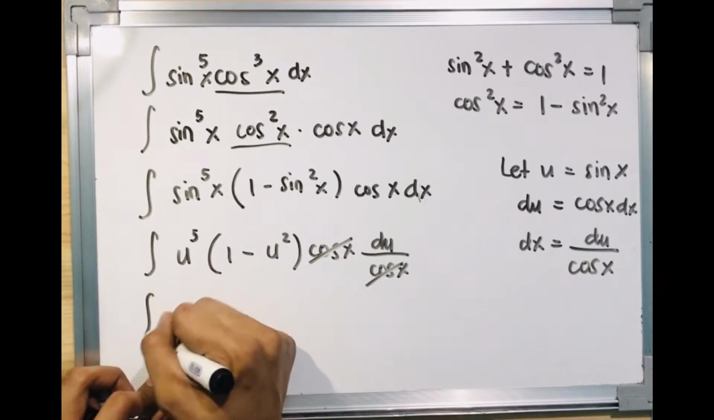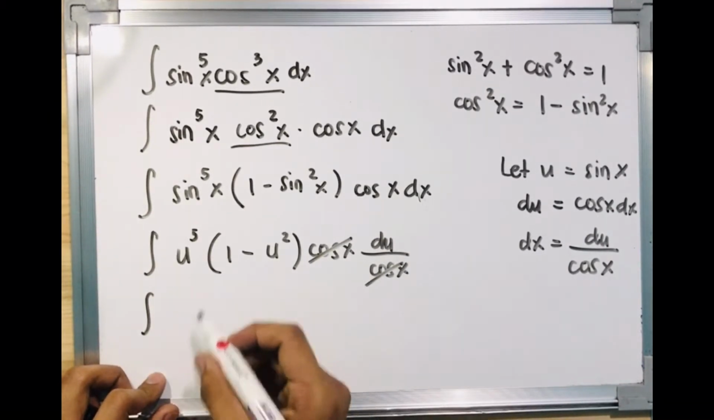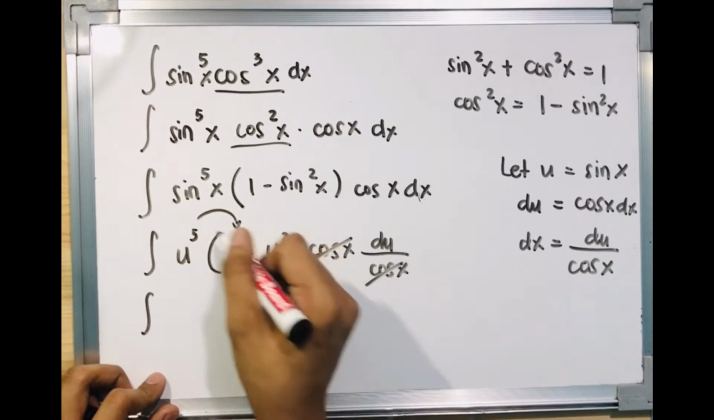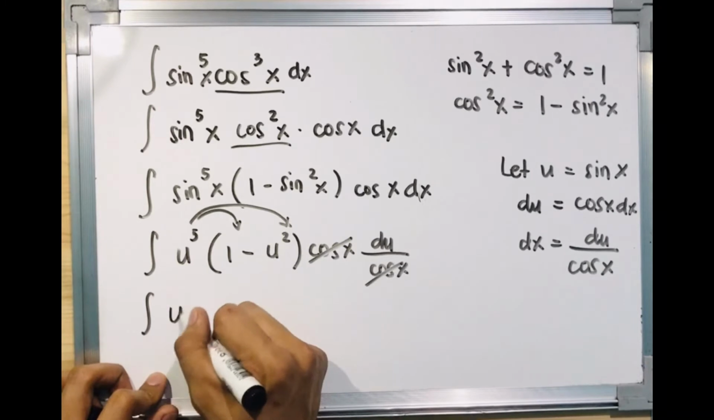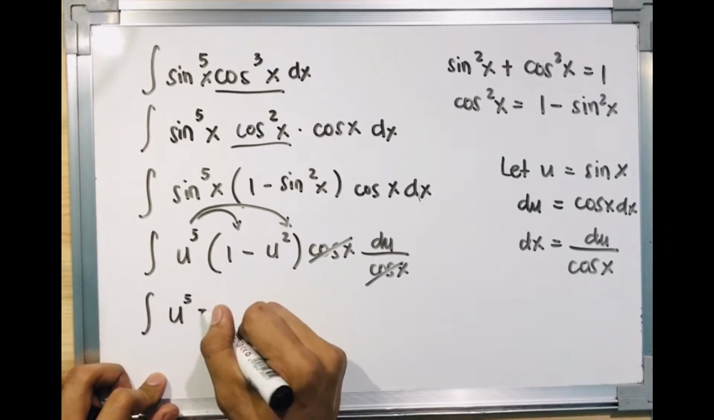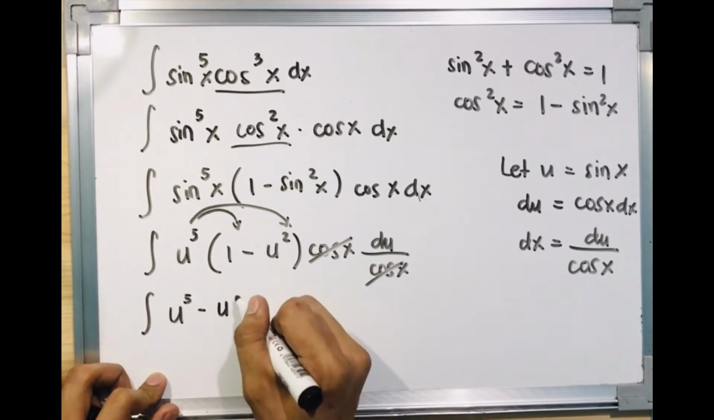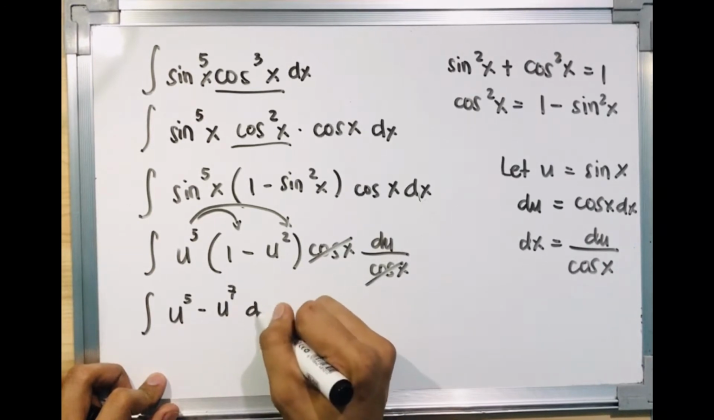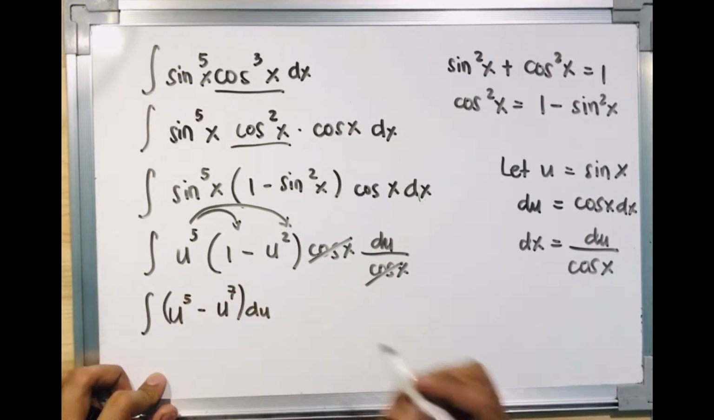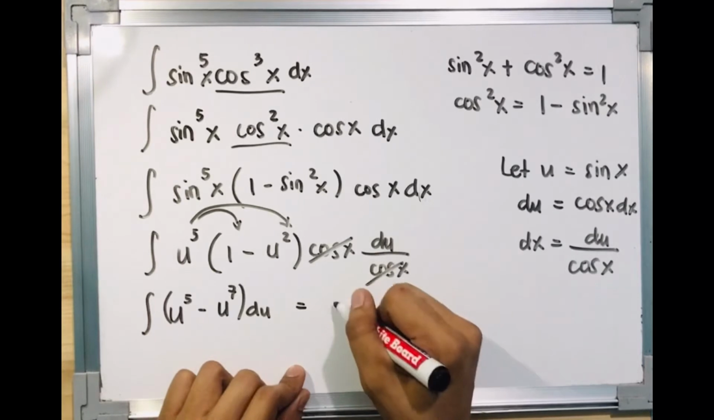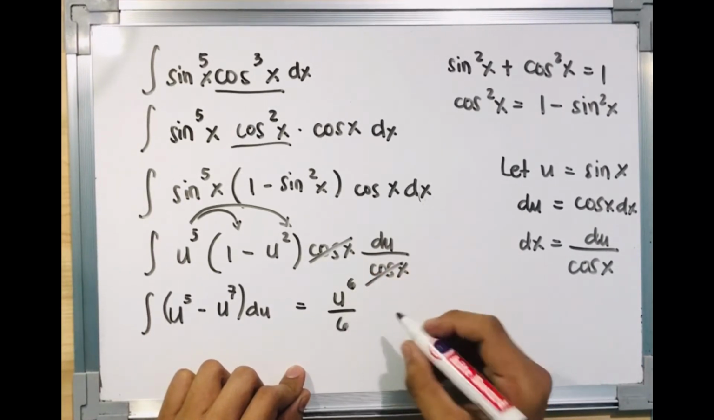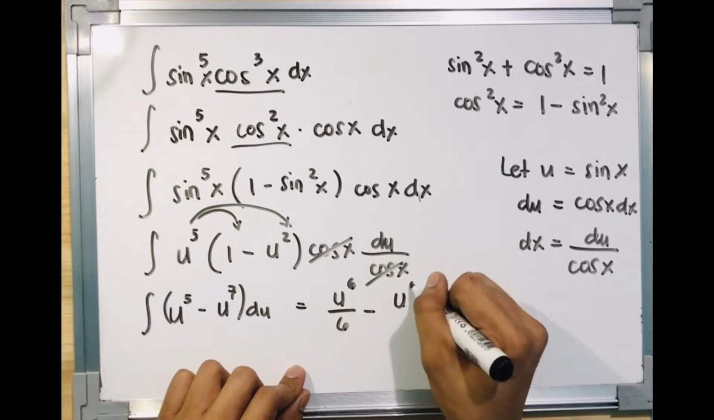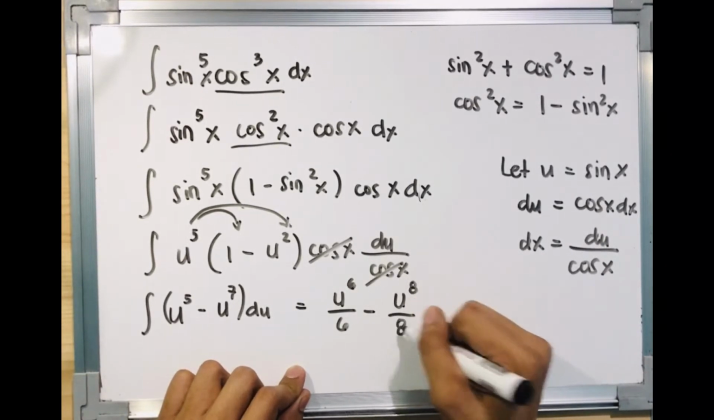And in here, pwede na tayong distribute ng u raised to 5 dito sa dalawang to. So, this would be u raised to 5 minus u raised to 7 du. Okay? So, napakasimple na lang nito. Magiging siyang u raised to 6 over 6 minus u raised to 8 over 8 plus c.